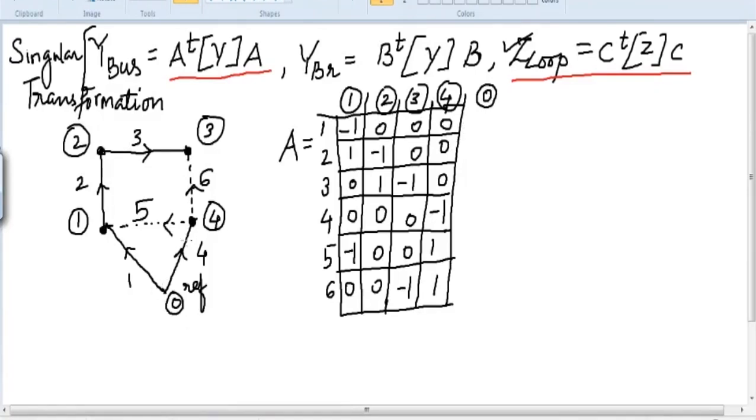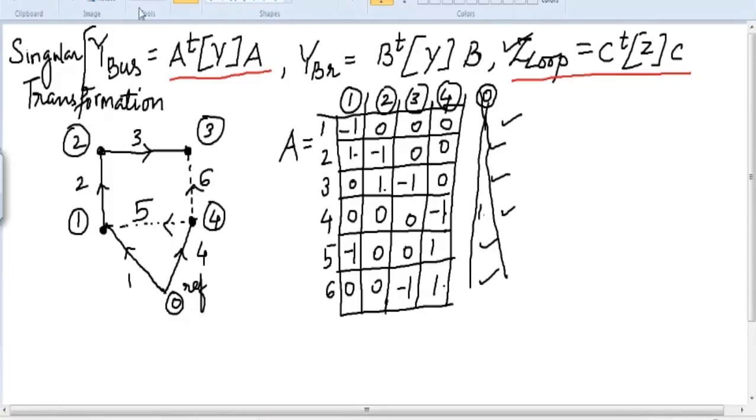In the 0 column, 1 and 4 are outgoing, so 1 and 4 I will put +1, rest all will be 0. So now cross check whether the summation of each row is 0 or not. So -1 plus 1 is 0, 1 minus 1 is 0, 1 minus 1 is 0, then -1 plus 1 is 0, then -1 plus 1 is 0, -1 plus 1 is 0. That means whatever you have put here is correct. So you need not write this part. I have just written it here to cross check it.